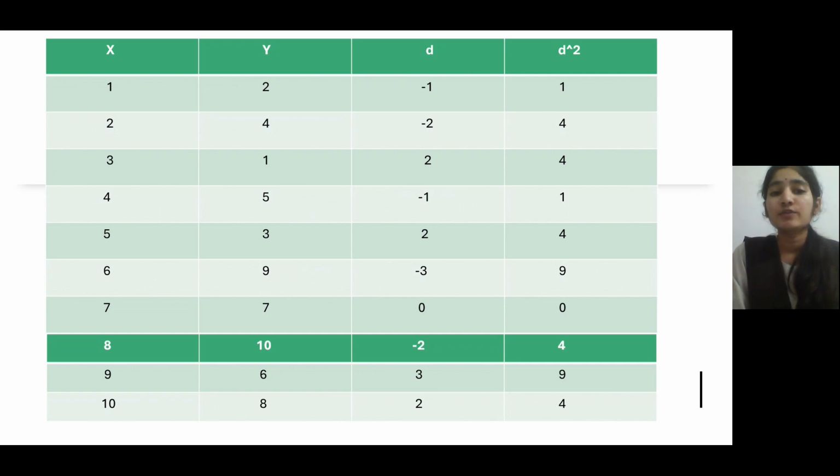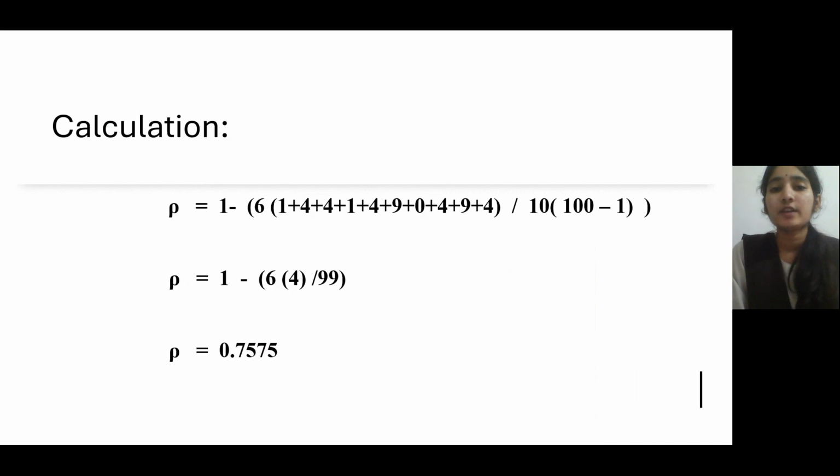For all the given values, we have done x minus y and we consider it as d. We find the d values for each and every row. Like this, find d square. At last, we have to calculate the sum of all the rows in d square. In this formula, we have written rho equals 1 minus 6 into sigma di square, which means we have to add all the rows of di square. I have added all these rows and the summation I got is 40.